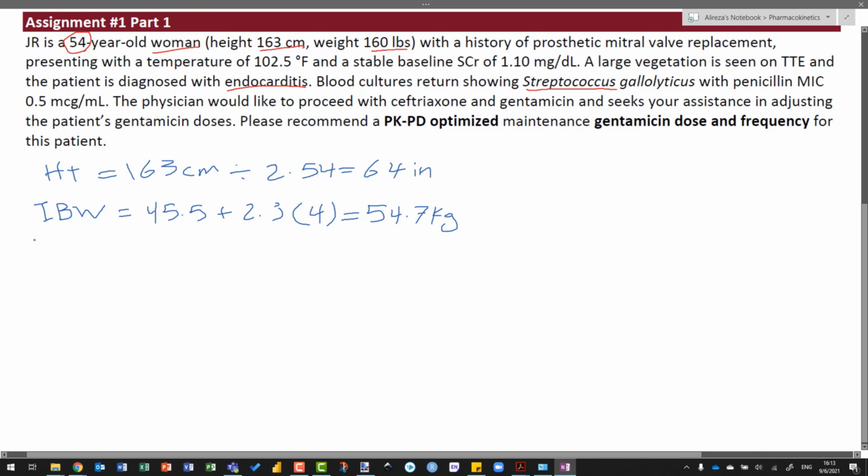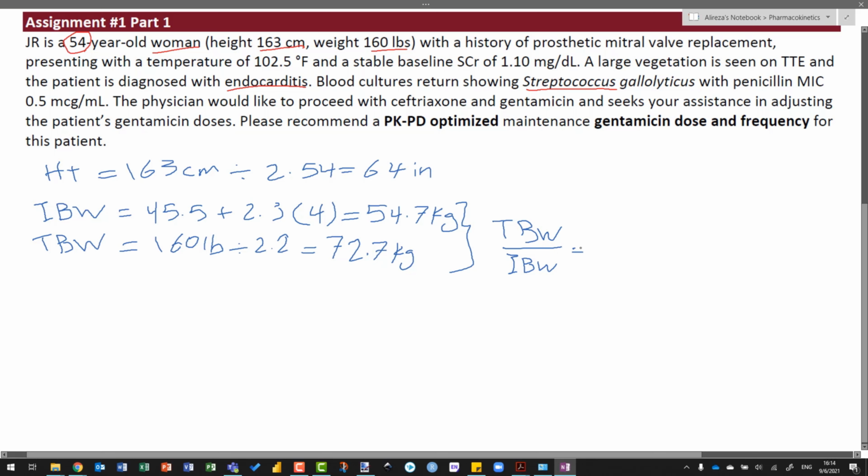Now remember the total body weight was given, so total body weight is actually 160 pounds, which we can convert to kilograms. If you just divide by 2.2, that gives you 72.7. Now the total body weight is more than ideal body weight. The question is, is it more than 30%? So if you do a ratio of total body weight to ideal body weight, 72.7 divided by 54.7, which is 1.33, which means that it's definitely more than 1.3 times ideal body weight.